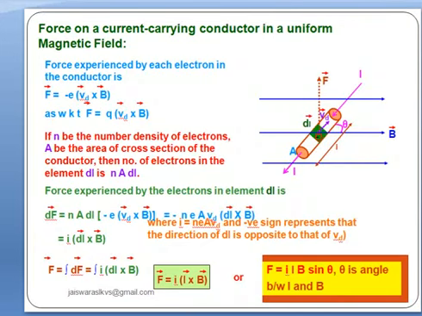Children, let us consider force on a current carrying conductor placed in a uniform magnetic field. Let us consider a current carrying conductor having length L and cross sectional area A, which is placed in a uniform magnetic field in such a way that it is making an angle theta with the direction of magnetic field B.